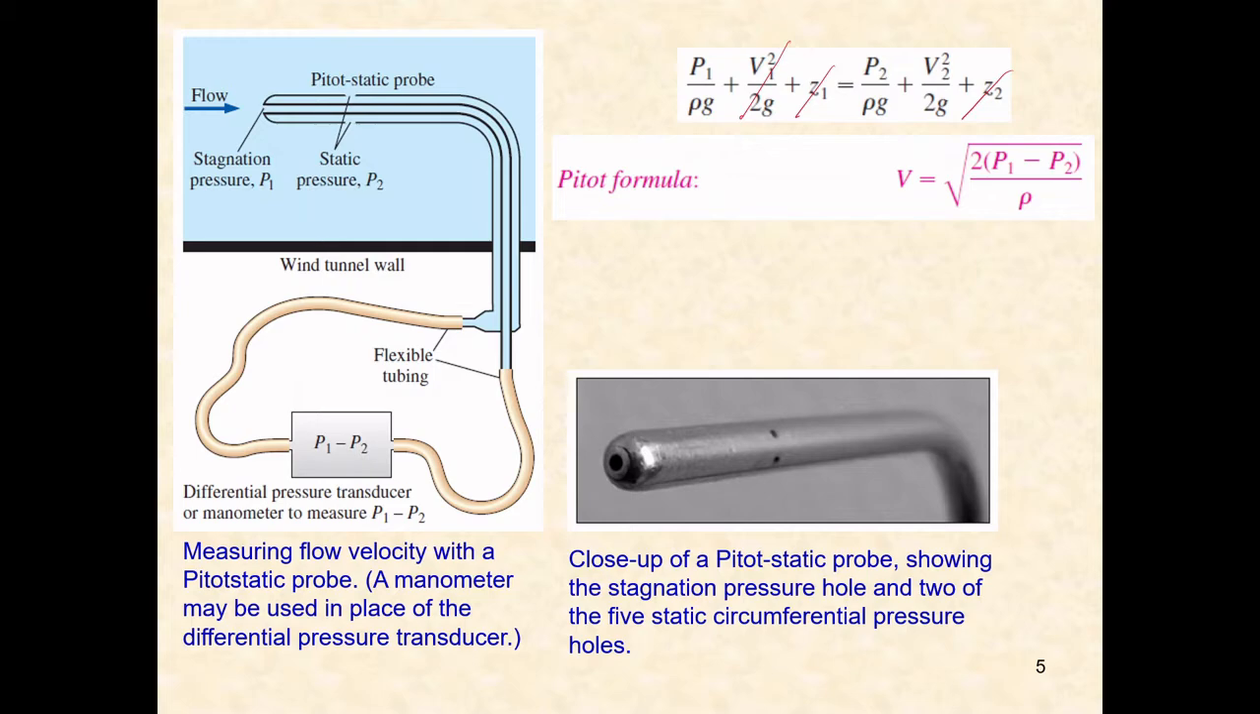All right, so here is a close-up look into this Pitot static probe. A close-up of a Pitot static probe showing a stagnation pressure hole. This is the stagnation pressure hole, and 2 of the 5 static circumferential pressure holes. You can see 2 points here, but actually there are 5. So we see 2 out of 5 static circumferential pressure holes.